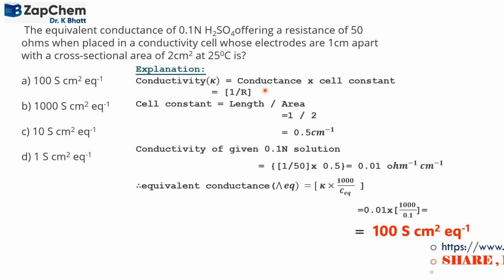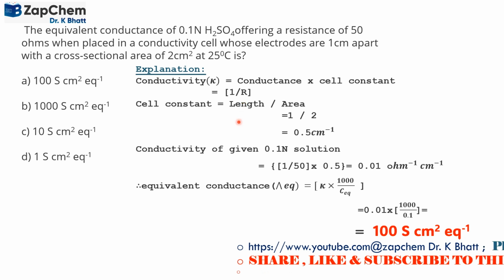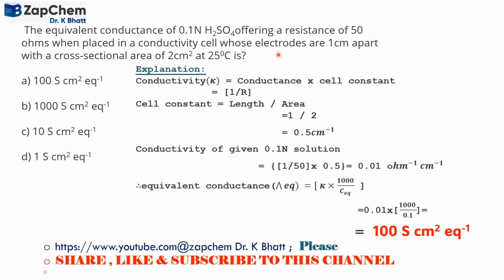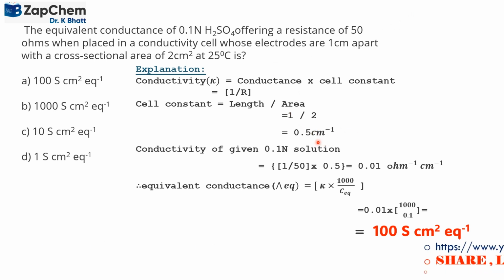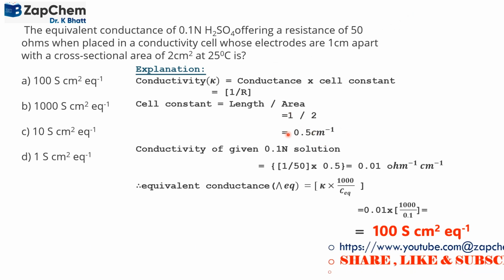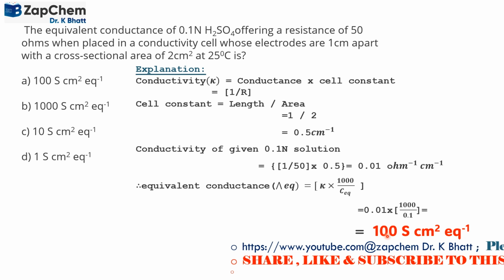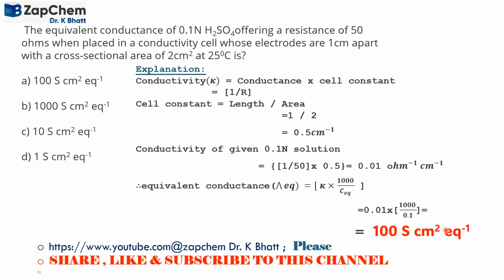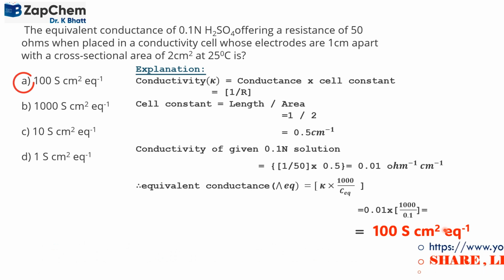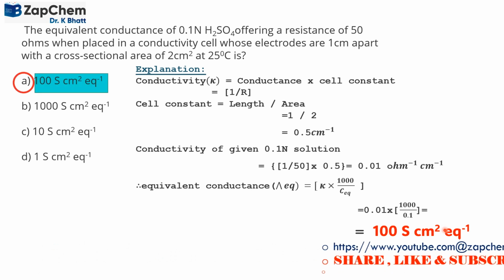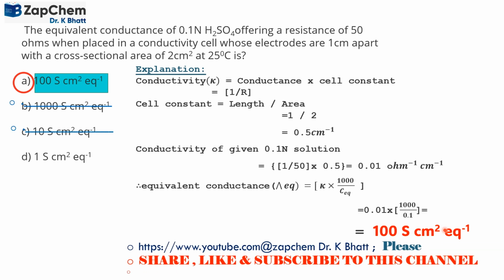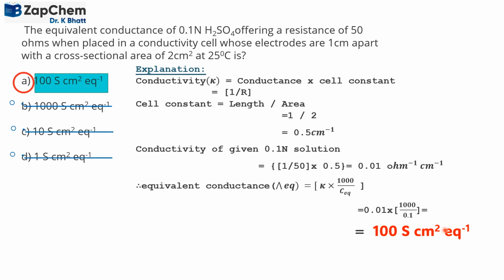And we know conductance is nothing but the inverse of resistance. So cell constant is length upon area. Now whatever values are given here, we substitute these values and we get the answer as 100 Siemens centimeter square equivalent inverse. And therefore our correct answer is option 1 or A. Other options are not applicable over here.